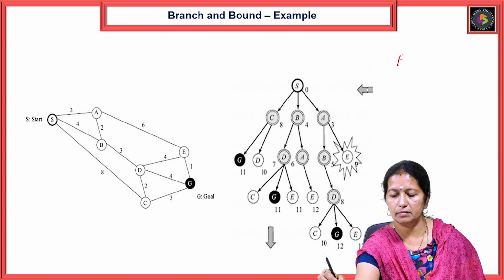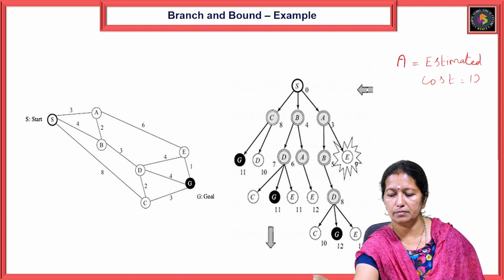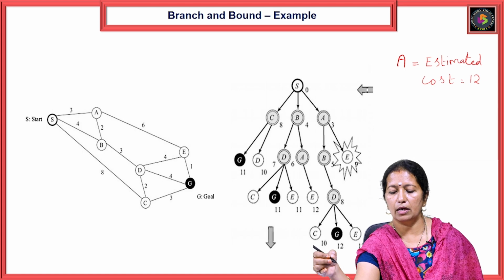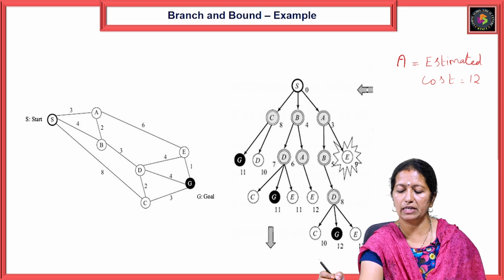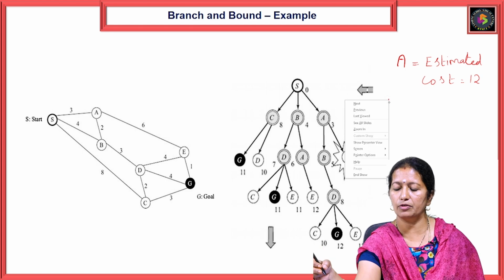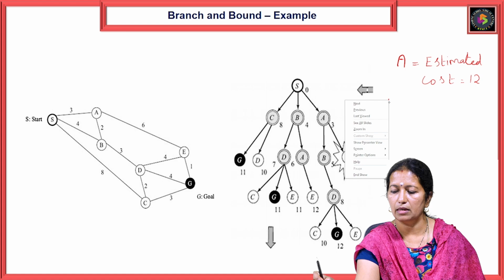I found my estimated cost 12. From A, I found my estimated cost to be 12. Now I have to check from source to B to goal state. How will I be traveling? From source, I will be traveling to B, then B to D. Okay, coming to this A, we have to show the traversal graph also, right?